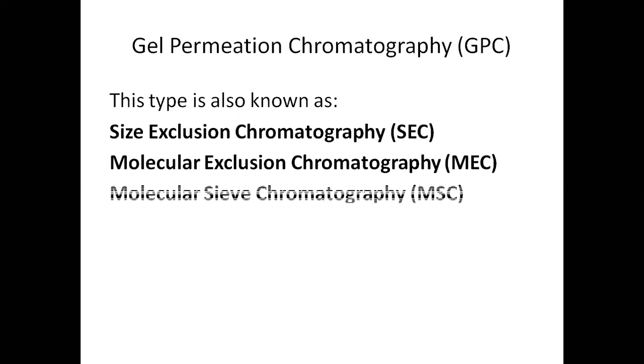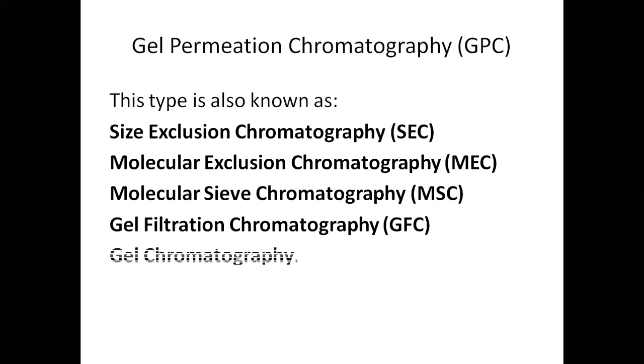Now the next type of chromatography that we have, which is again a type of column chromatography, is gel permeation chromatography, or GPC. And so many other names are given to this method. It is also known as size exclusion chromatography, or SEC. It is also called molecular exclusion chromatography, or MEC, molecular sieve chromatography, or MSC, gel filtration chromatography, or GFC, or even gel chromatography.